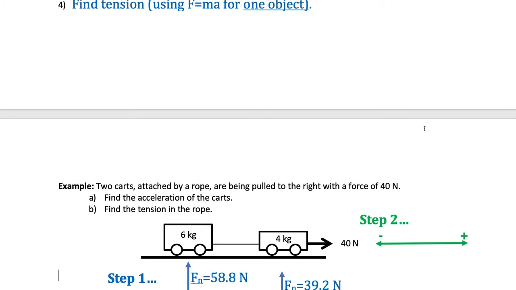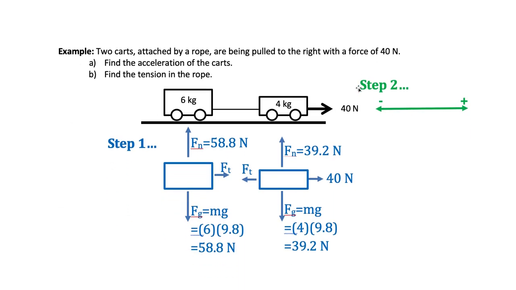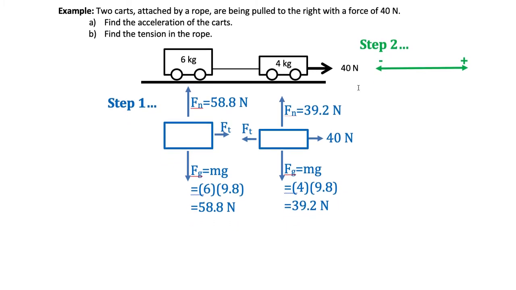Okay, step 3. Step 3 said to find the acceleration of the whole system by using F equals ma for all objects together. And this is really a key idea that lets us tackle problems like this. Because these two carts are tied together, I would expect them to have the same acceleration. If this guy was accelerating faster than this guy, the rope would break. How would that possibly happen if he's just being towed by this guy?